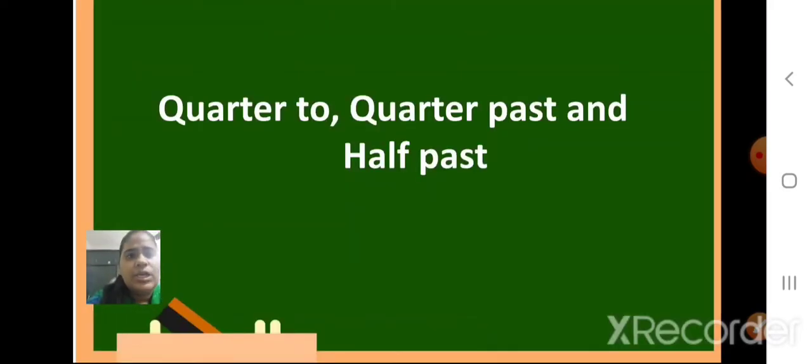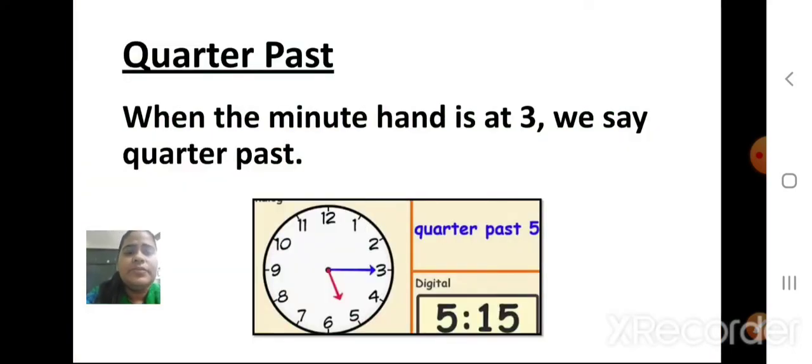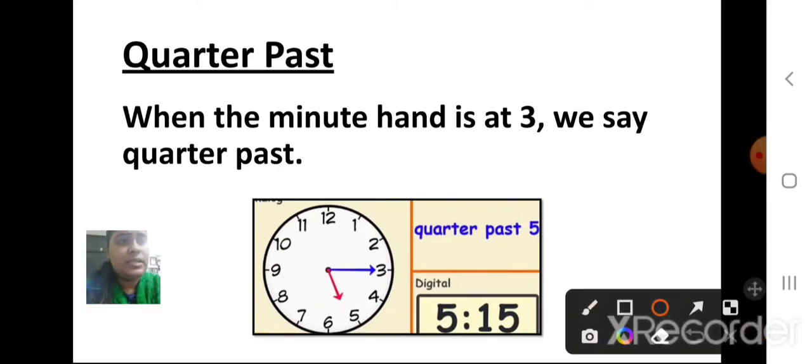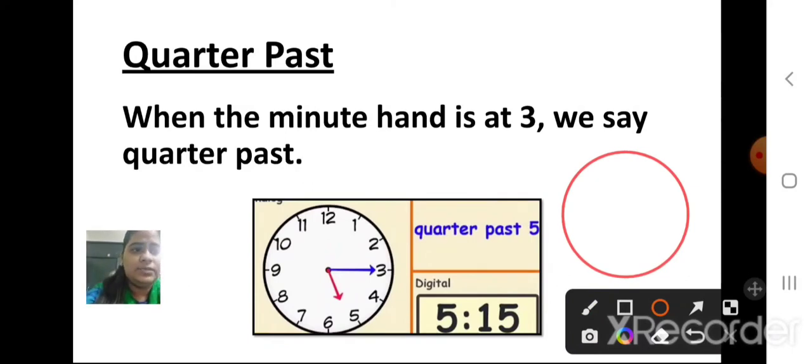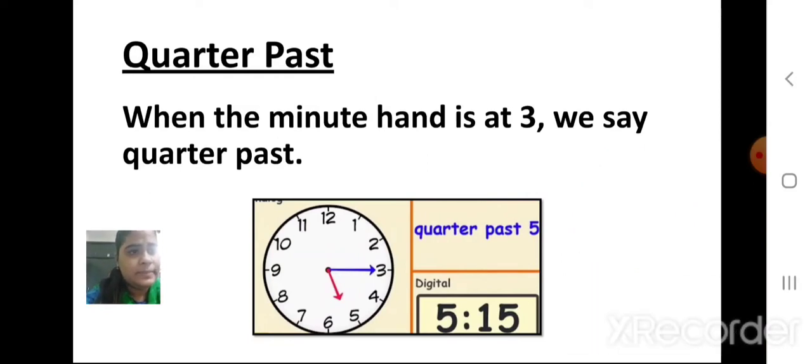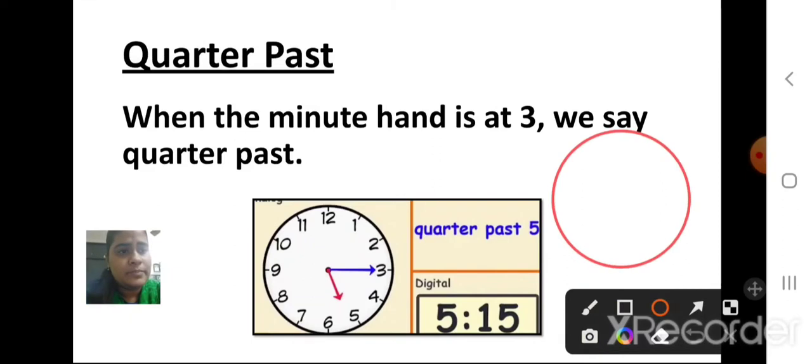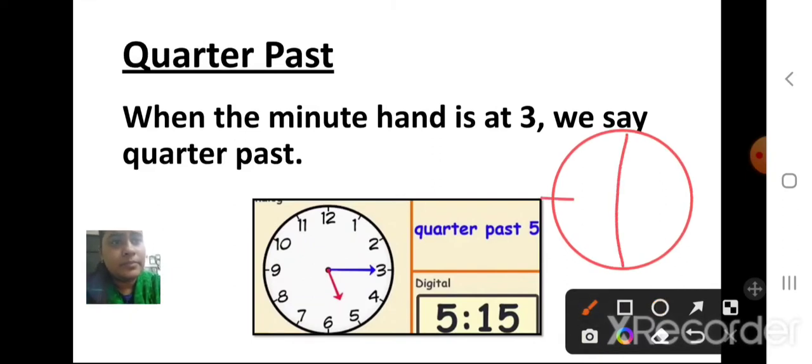Next we are going to see quarter to, quarter past and half past. First we will see quarter past. Okay. Now what is a quarter? Quarter is 15 minutes. Now children, you have learned in fractions, correct? A circle, I can divide it into 4 parts, okay? I am dividing the circle into 4 parts. So each part is known as a quarter. Correct? This we have learned in the fraction chapter.